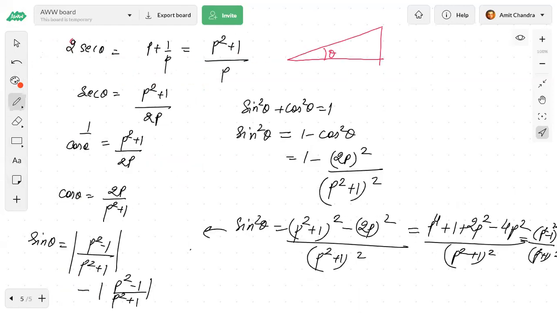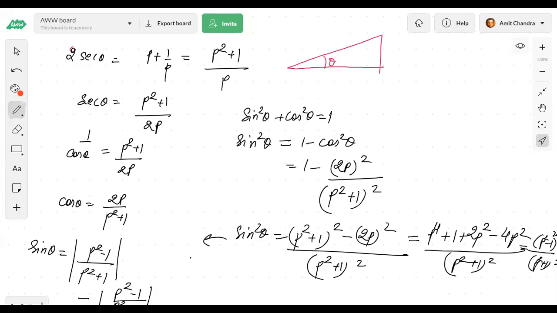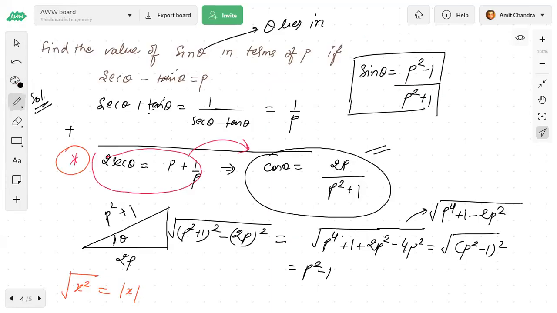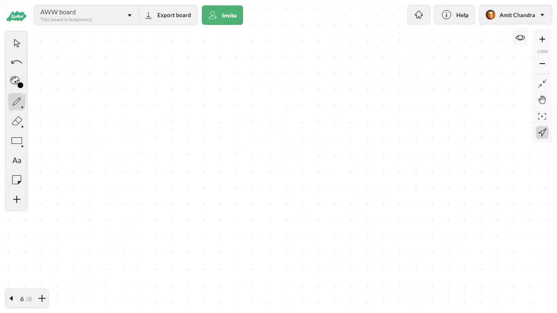Sir, if we find tan and find the answer, it is coming wrong. Sir, please do it in that method. Finding tan theta. You should get the same thing, no? Let's see. So if I find tan theta first. What was given? Sec theta minus tan theta is equal to P. So sec theta minus tan of theta is equal to P. Now we know that sec theta plus tan theta is equal to 1 by P, right?